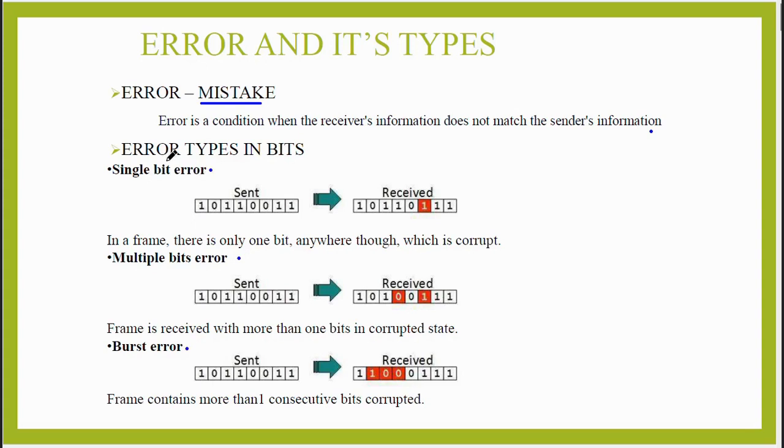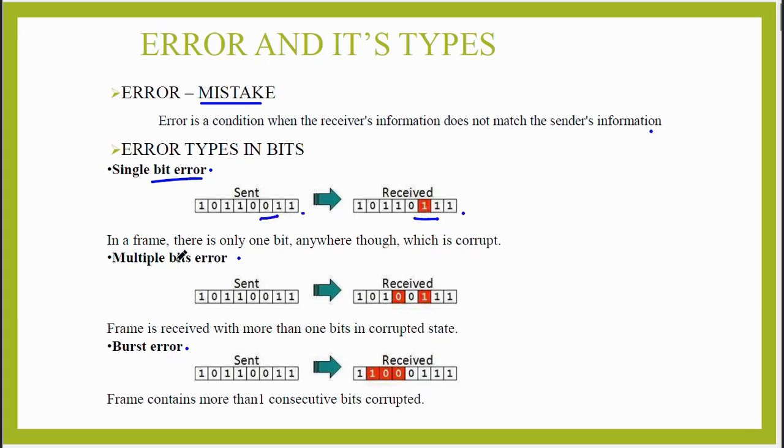Single bit error: in a frame, only one bit anywhere is corrupted. Let's see the example in this frame. The sender's message is 1 0 1 1 0 0 1 1, but the receiver gets 1 0 1 1 0 1 1 1. There is one error. The 0 was changed into 1. This is the corrupted bit. It's a single bit error.